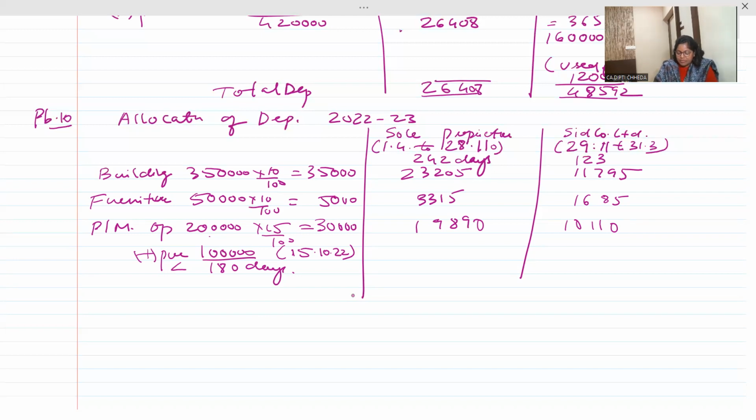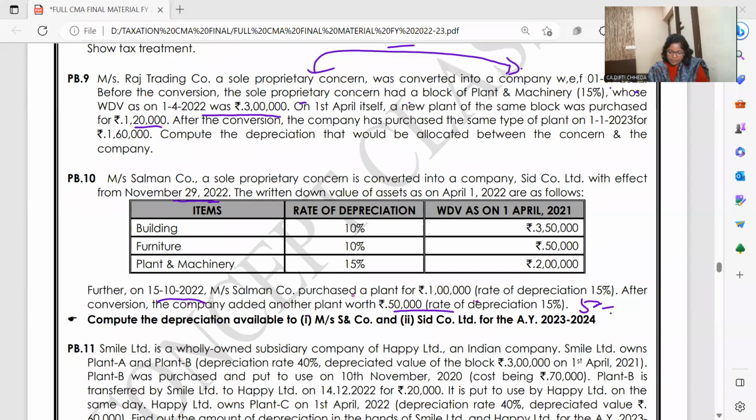It is purchased on 15th October. So it is used for less than 180 days. So 1 lakh into 15% का 50%. इतना ही depreciation होगा. 7,500. Are you all with me?